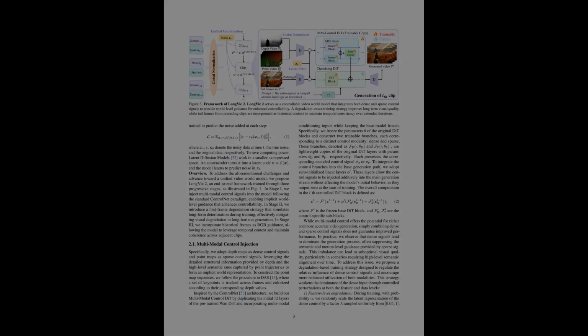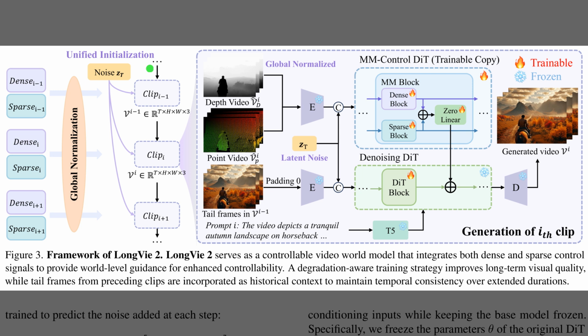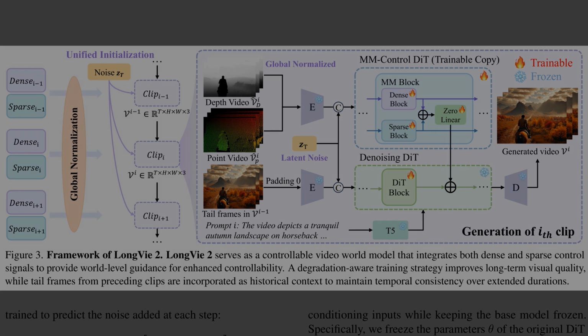Figure 3 explains how LongVie 2 actually turns controls and history into a coherent long video. The left column shows dense and sparse control signals flowing through global normalization, which keeps guidance from different clips on the same scale. The central panel illustrates Stage 1 and Stage 3 inputs, where depth video, point video, text, and tail frames all condition the diffusion process. On the right, a trainable multimodal control module steers a mostly frozen denoising backbone, so the generated clip stays faithful to the scene layout while remaining consistent with previous clips.